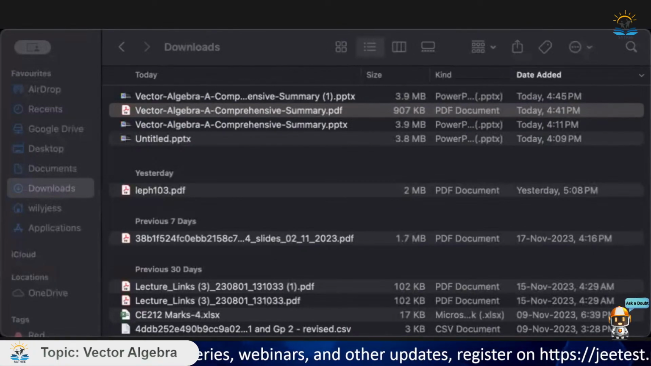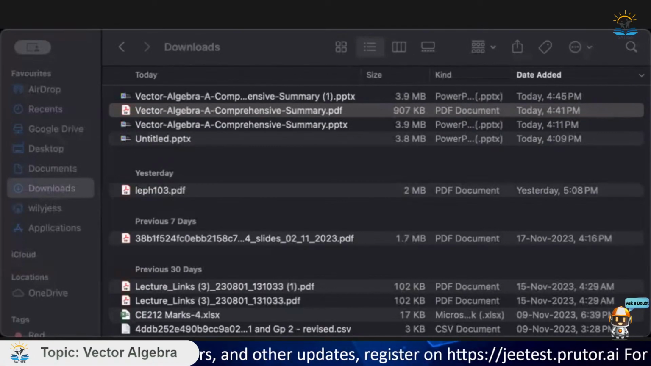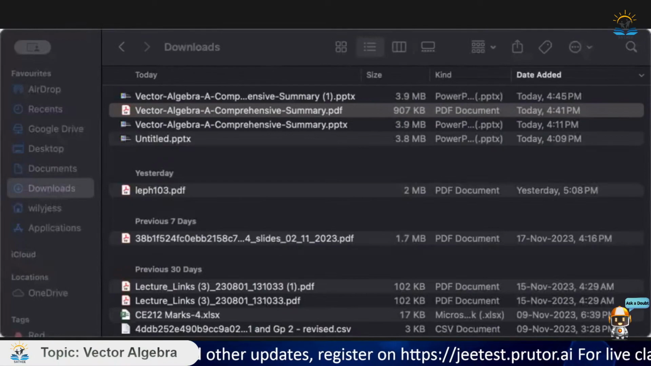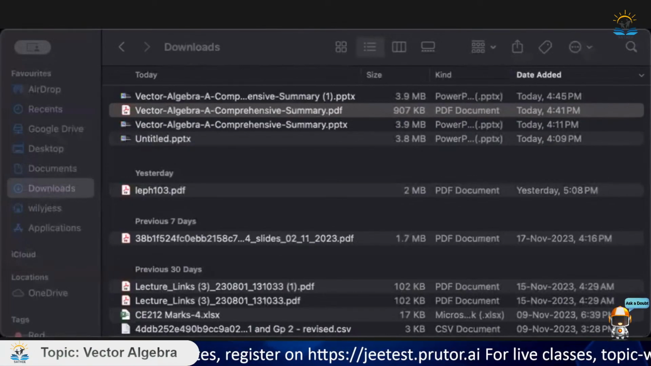So this is the area of a parallelogram, triangle, and quadrilateral. Questions can be asked from this section also.